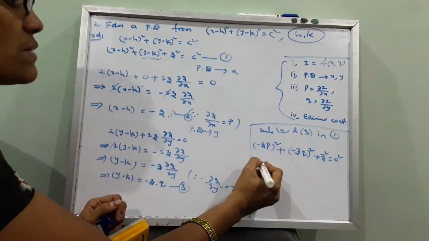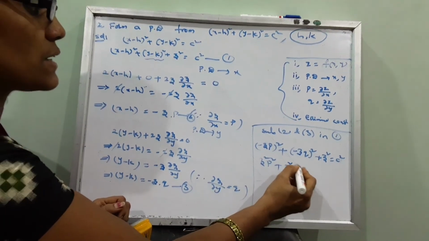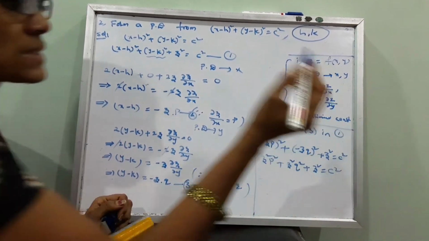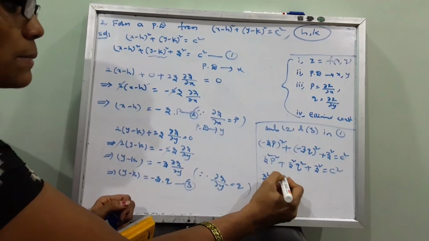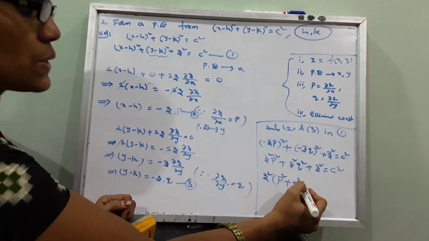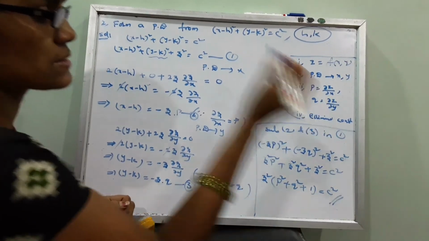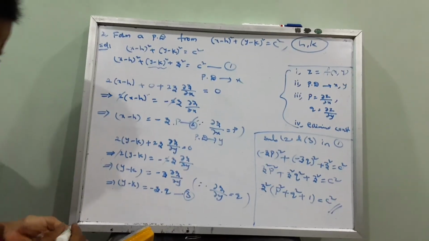Minus zp whole square will be z square p square, plus z square q square, plus z square is equal to c square. What is common here? Z square is common, so z square into p square plus q square plus 1 is equal to c square. This is the required equation of the given differential equation.